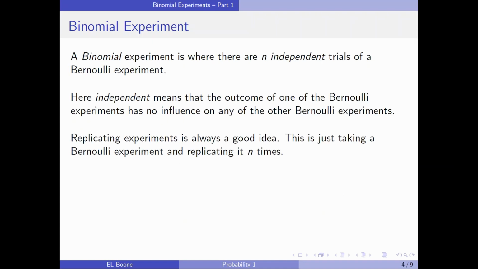Okay, so a binomial experiment is where there are n independent trials of a Bernoulli experiment. Here, independent means what we talked about in the previous video about independent events. It means that the outcome of one Bernoulli experiment has no influence on any of the other ones, and specifically no influence on the probabilities of the other ones. Replicating experiments is always a good idea, and this is just taking a Bernoulli experiment and replicating it n times.